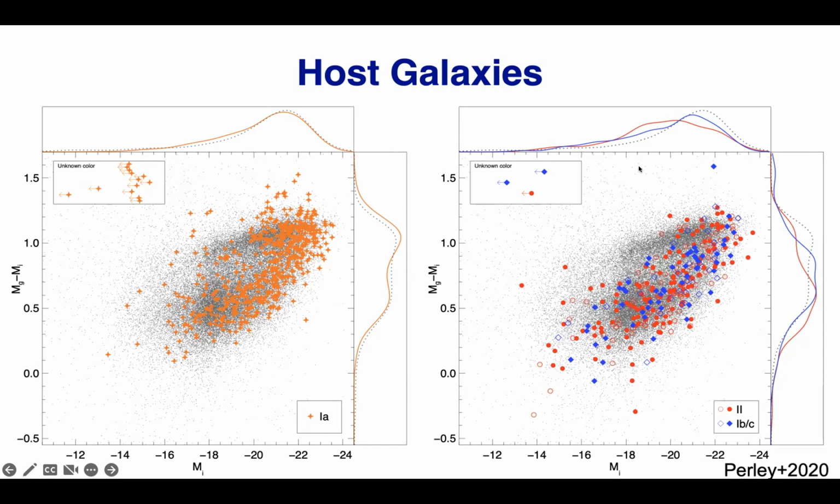Whereas, unsurprisingly, the core collapse transients don't happen so commonly in red sequence galaxies, which don't have much star formation. They primarily originate from the blue cloud down here. And they don't follow the stellar mass as well, but they do follow the star formation rate pretty well, which is not shown here.